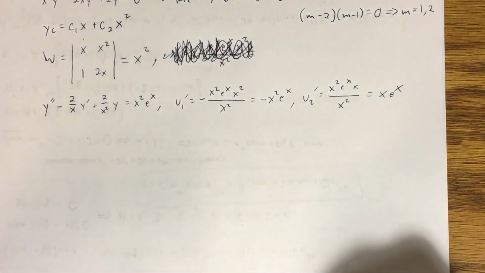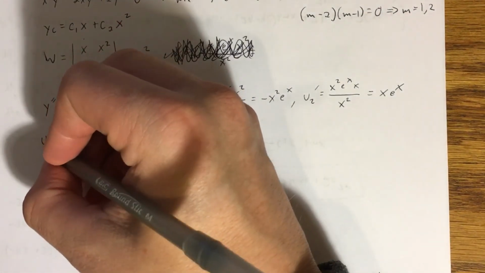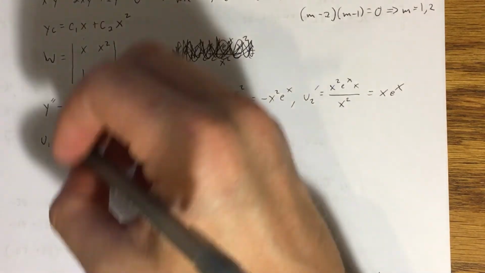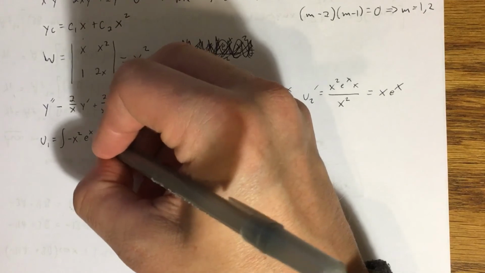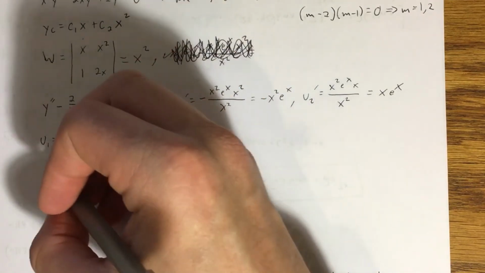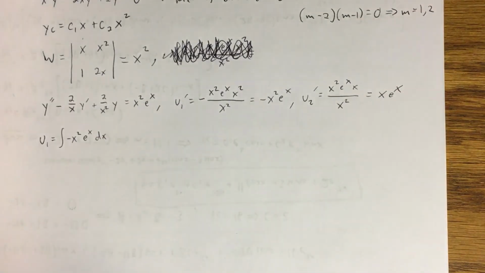Okay? Now we need to integrate these. How do you integrate these? Well, u1 is going to equal the integral of negative x squared e to the x dx. And u2, we'll find that in a second. Now, this clearly requires integration by parts. And because I have an x squared on there, I can see that it's going to require at least a couple of iterations of integration by parts. You can do that if you want. You can go through the multiple steps.